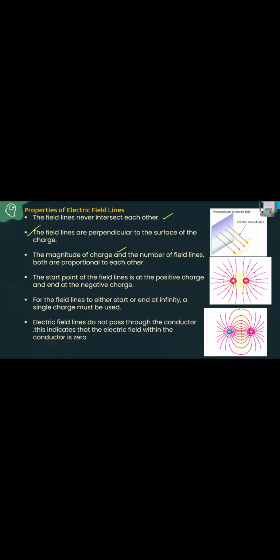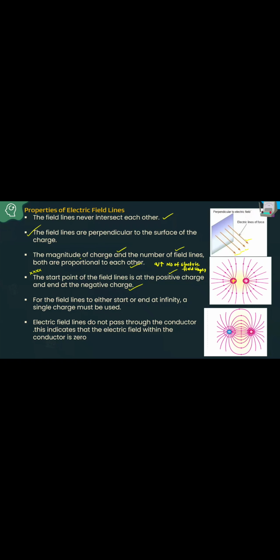The magnitude of charge and the number of field lines are proportional to each other. That is, if the charge increases, the number of electric field lines also increases. The magnitude of charge and the number of field lines are directly proportional. The start point of the field line is at the positive charge. Very important, students. This is the key point. The field lines start at a positive charge, and the end point is the negative charge.